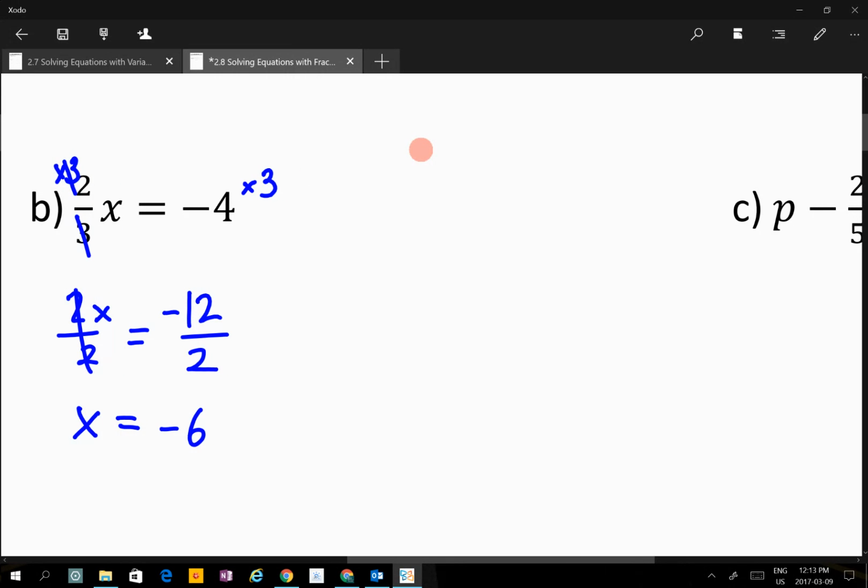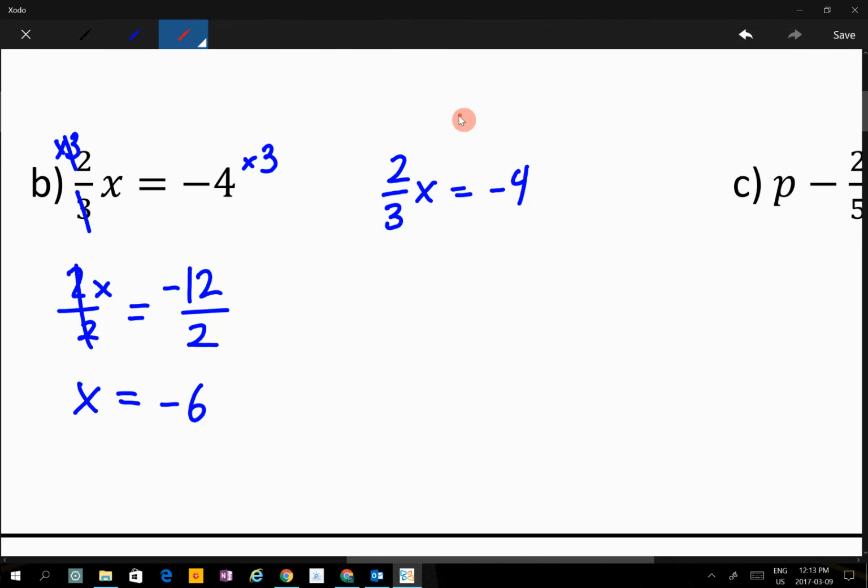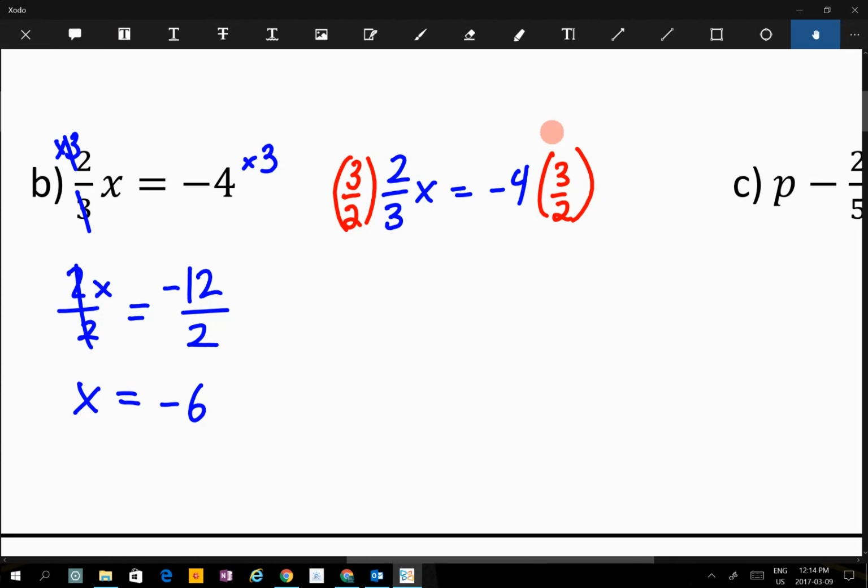All right. If you wanted to do this in one step, let's rewrite this equation again: 2 over 3 x equals negative 4. If I chose to multiply both sides by the reciprocal, 3 over 2 and 3 over 2, what can happen is that I can get these 3's to cancel from the top and the bottom, and the 2's to cancel from the top and the bottom, leaving me with x equals negative 4 times 3 over 2. So negative 4 times 3 is negative 12 over 2, which is negative 6. Same answer.